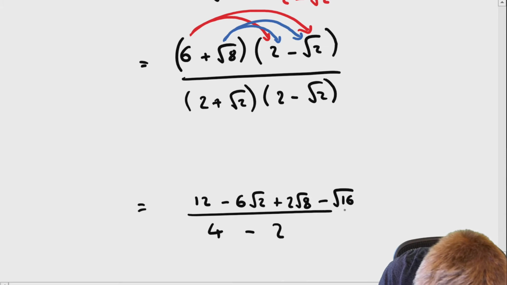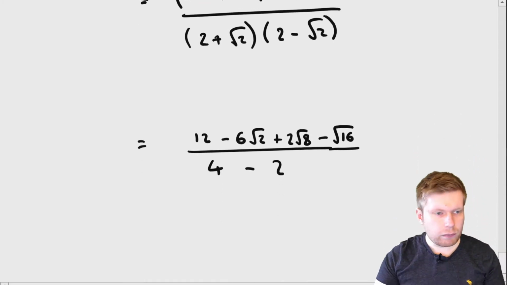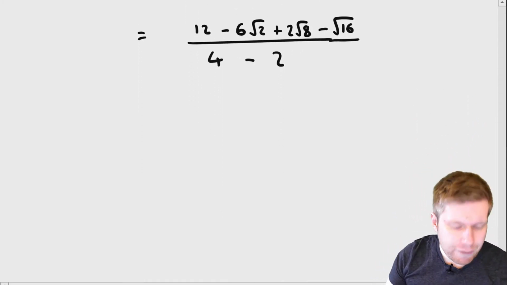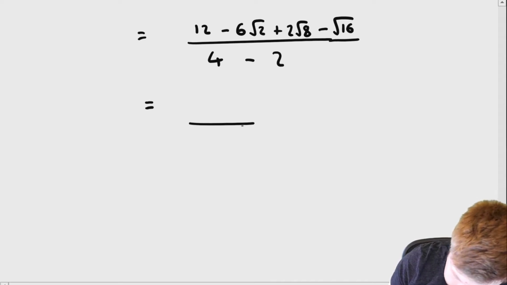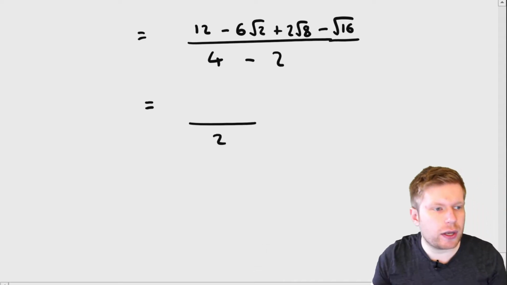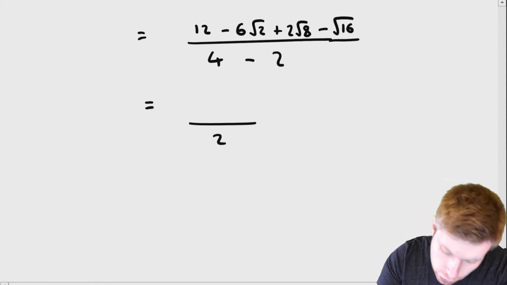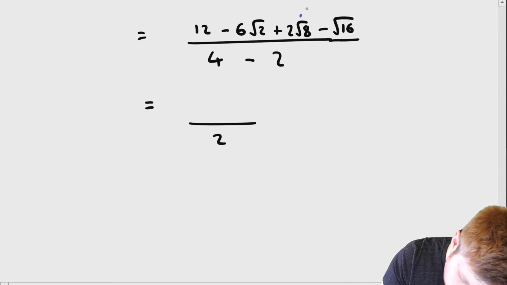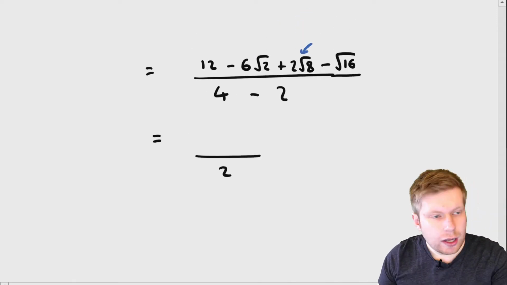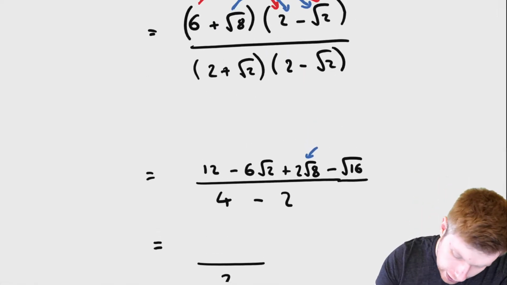Like so. So let's just tidy this up ever so slightly. Okay, well, let's have a look. On the denominator, it's nice and easy. I just end up with 2 because 4 take away 2 is 2. But on the numerator, let's see what I get. Well, I guess we can simplify this root 8. Can you think about how to simplify this root 8 for me?